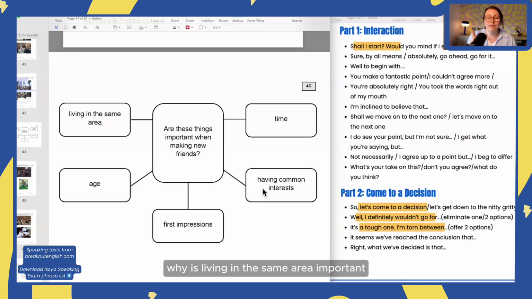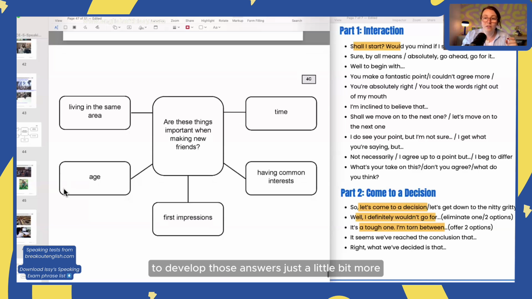Why is living in the same area important? Because it makes it so easy to see your friends because you can just knock on their door and say hi. You can't do that if someone lives far away. Is time important? Absolutely. If you don't have free time, then how can you expect to develop a deep friendship with someone if they can't take time out of their day to spend time with you and bond with you? So just don't forget to develop those answers just a little bit more.